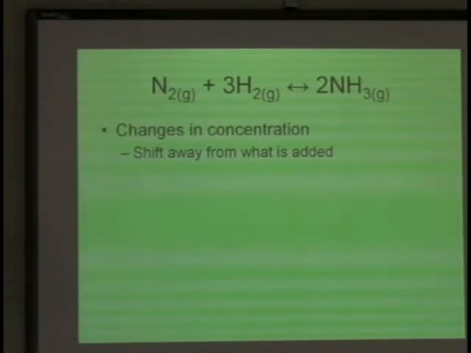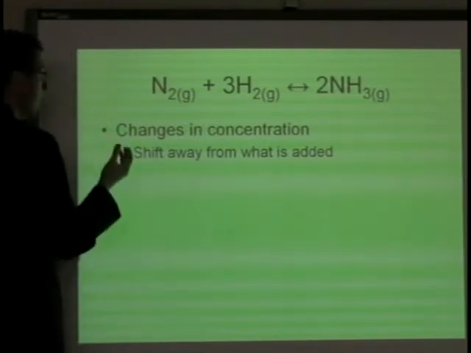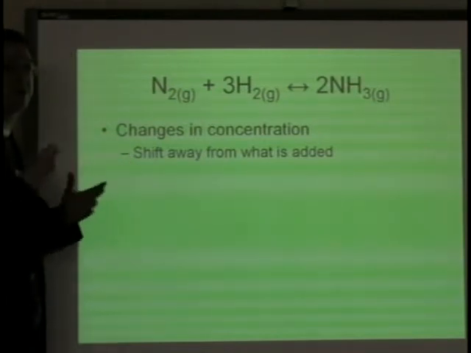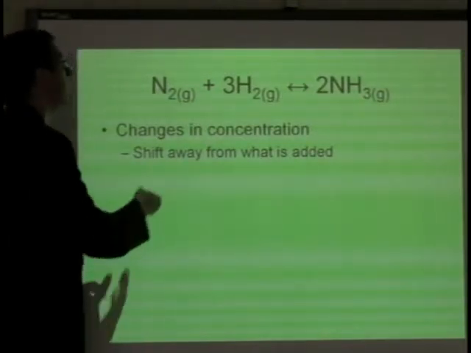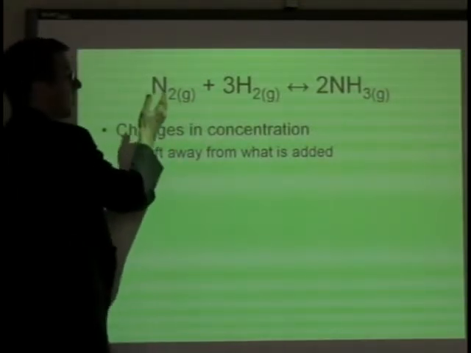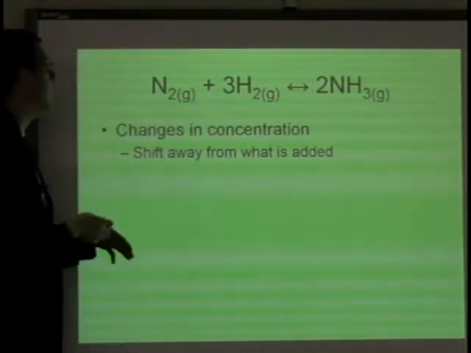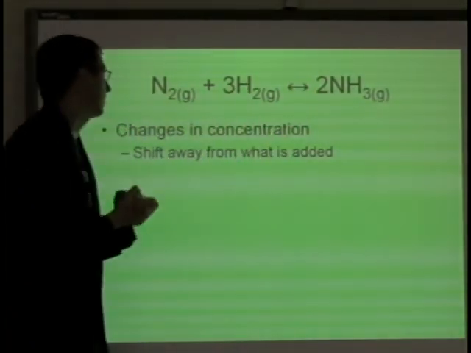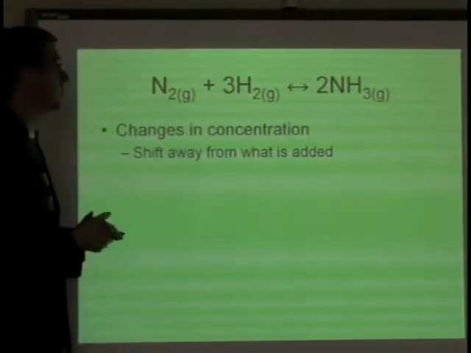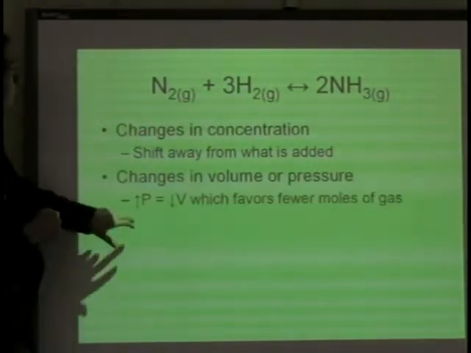First off, we could change the concentration. So for example, if we added more N2 to this equation, we're no longer at equilibrium. We disturbed equilibrium because it's no longer at that balance that it was. If you add more of one thing, the equilibrium is going to shift in the opposite direction. So what we would say is that equilibrium is shifting left to right, or towards the products. So once again, a change in concentration, whatever you add, equilibrium is going to shift in the other direction.